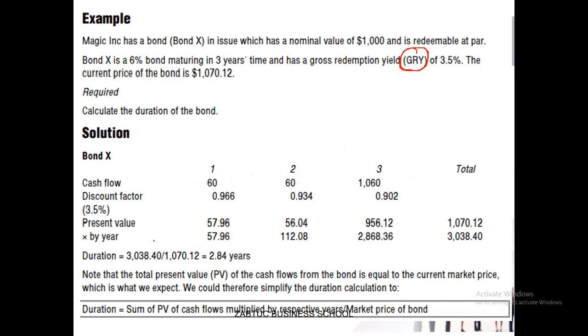Now let's go. So we've got the present values. That's step number one. And these present values are giving us 1070, which we already have. Does this come as a surprise? No. That's the value that we have here. Note that the total present value of the cash flows from the bond is equal to the current market price, which is what we expect. So that's the first step.